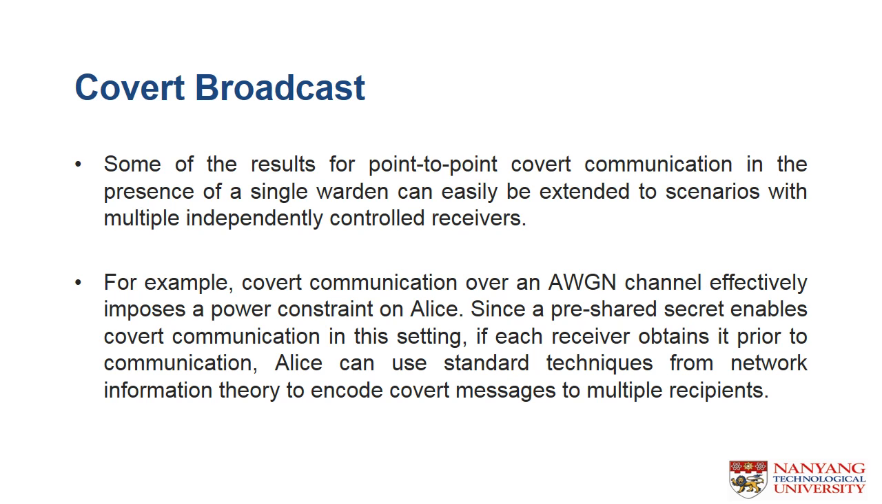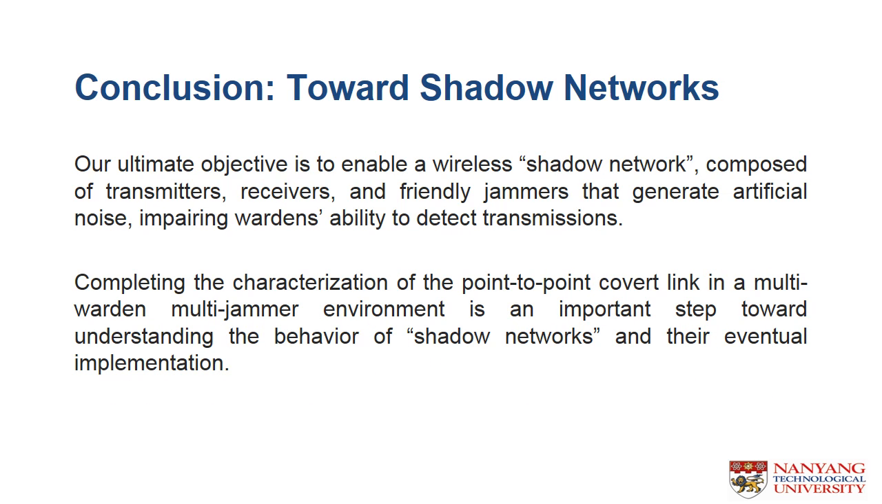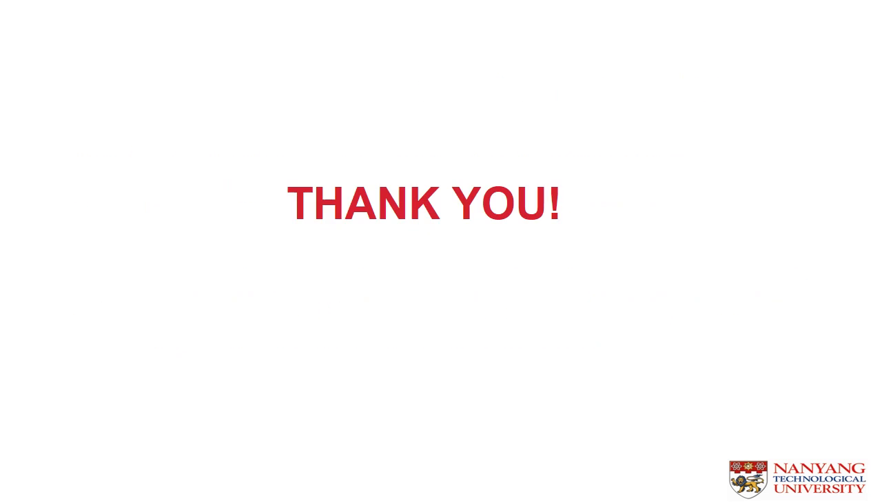Some of the results for point-to-point covert communication in the presence of a single warden can easily be extended to scenarios with multiple independently controlled receivers. Our ultimate objective is to enable a wireless shadow network composed of transmitters, receivers, and friendly jammers that generate artificial noise, impairing wardens' ability to detect transmissions. Completing the characterization of the point-to-point covert link in a multi-warden, multi-jammer environment is an important step toward understanding the behavior of shadow networks and their eventual implementation.